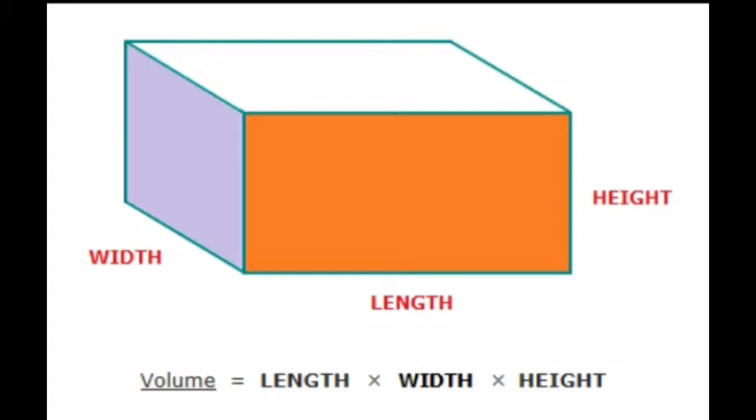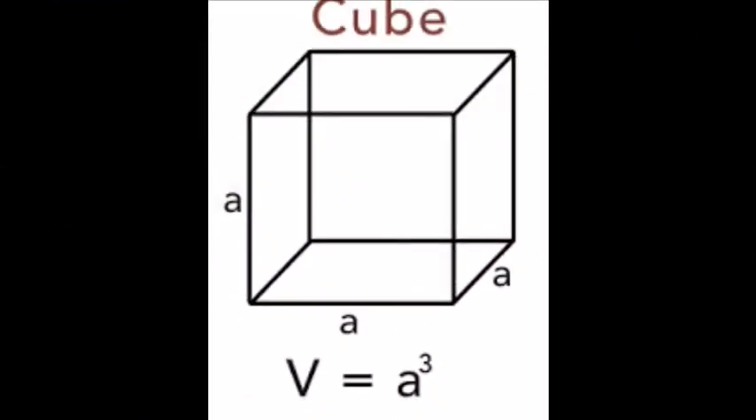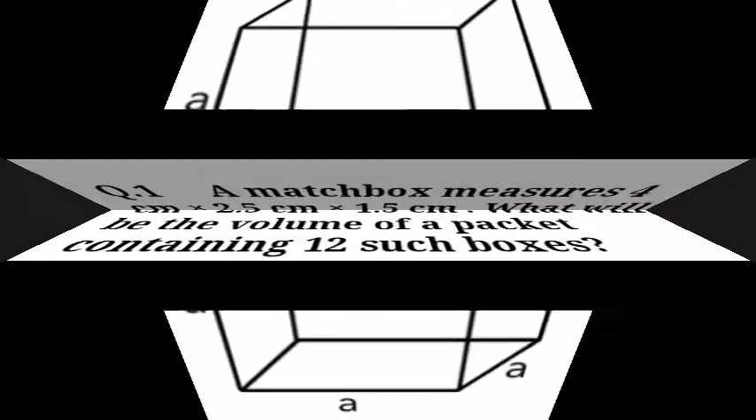In this section, we are going to discuss the volume of cuboid and cube. The volume of the cuboid is equal to length into width into height, that is L into B into H. And for the cube, the volume of cube is equal to A cube, where A is the side of the cube. Let's discuss with exercise 13.5 questions.